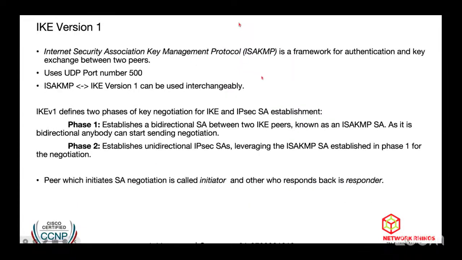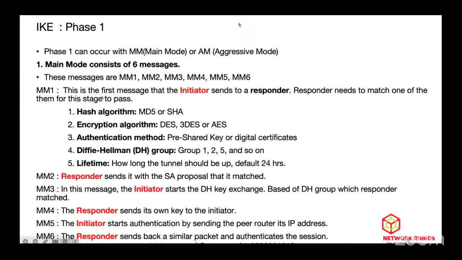Talking about IKE phase one, version one, I told about the main mode, right? Main mode consists of 6 messages: main mode 1, 2, 3, 4, 5, 6. Main mode 1 is the first message that the initiator sends to the responder, and it carries all the information: what hash algorithm, what encryption algorithm, what authentication method, what DH group I am supporting.